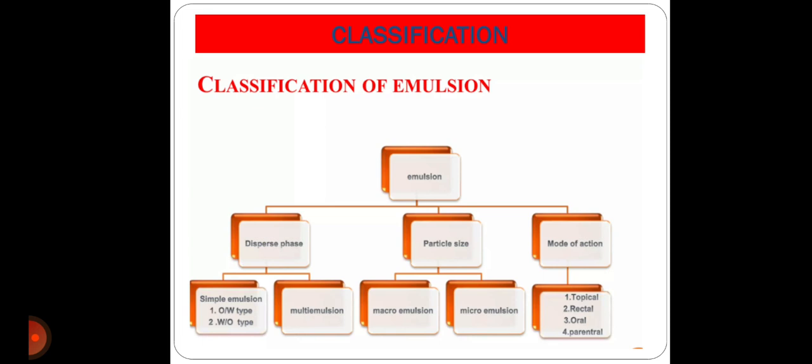Now based upon the mode of action, it can be topical emulsion, rectal emulsion, oral emulsion, and parenteral emulsion. So classification is based upon the disperse phase. If the disperse phase is present in a lesser amount, it will form the disperse phase, that is the discontinuous media, and the continuous media will be of opposite nature.